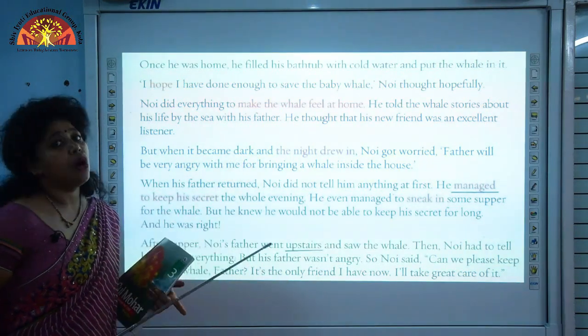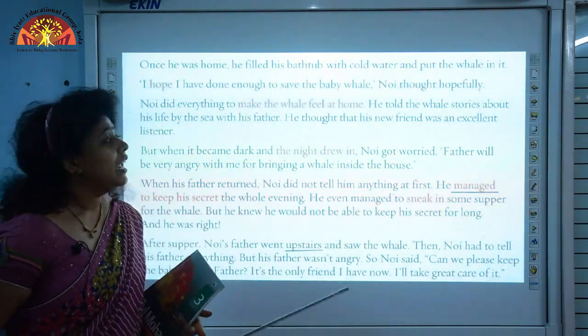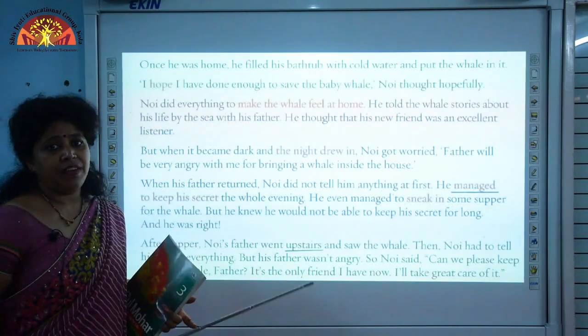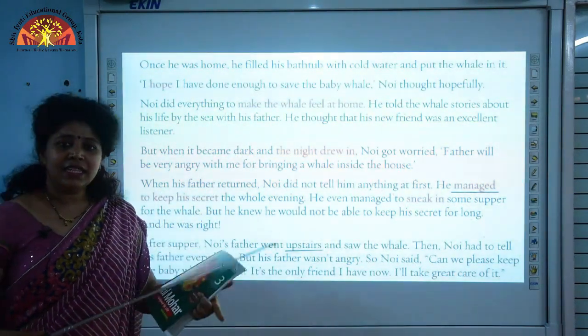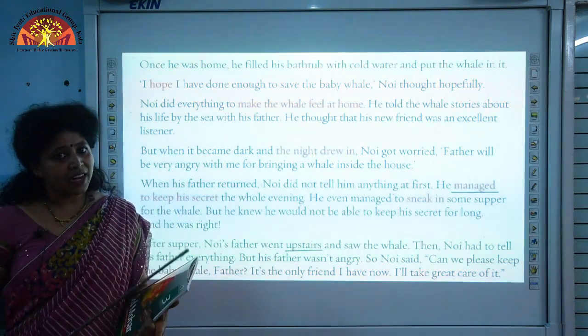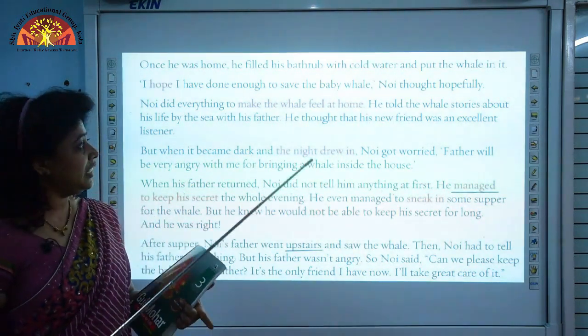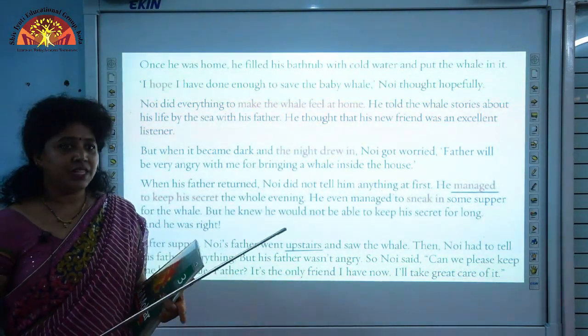He did not want the whale to be sad. He did not want the baby whale to miss his sea home. So, Noe treated the baby whale as his friend. He took care of it. He told stories to it.